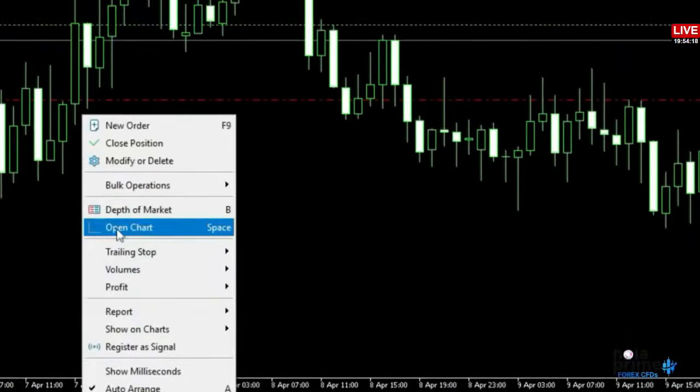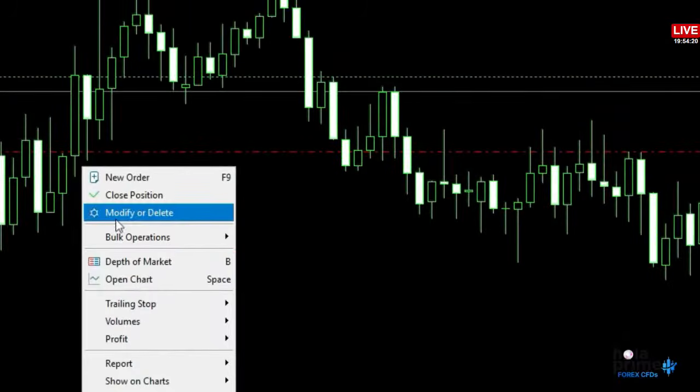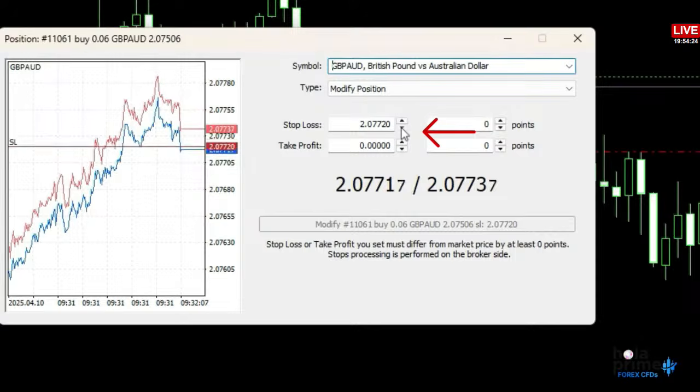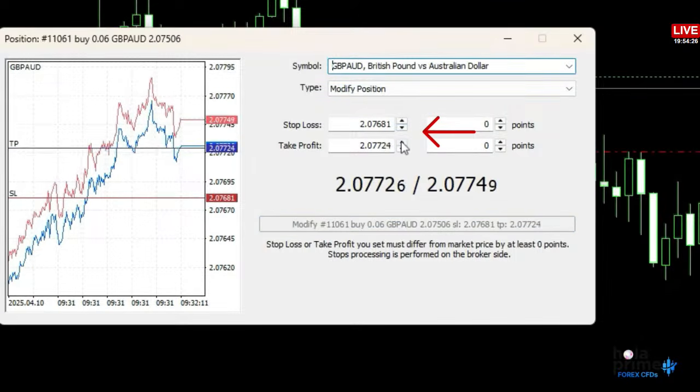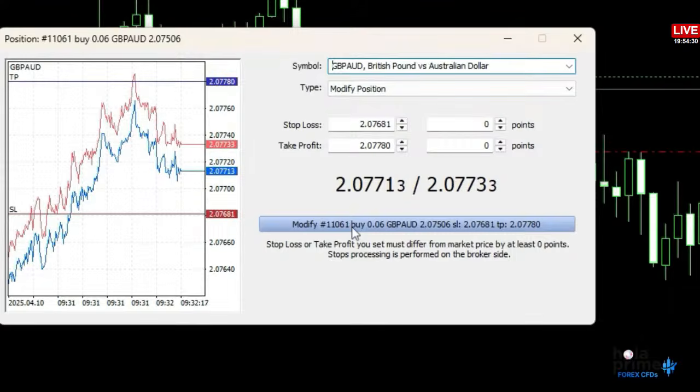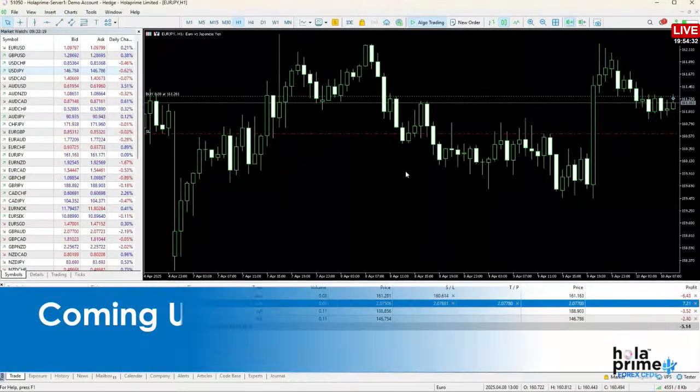you want to modify and click on Modify or Delete. This will bring up the order window. Here, you can adjust your stop loss or take profit based on your trading strategy. Once you've made the changes, just click the Modify button and that's it. The trade has been modified.